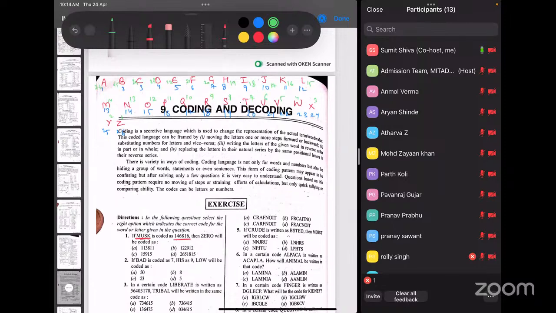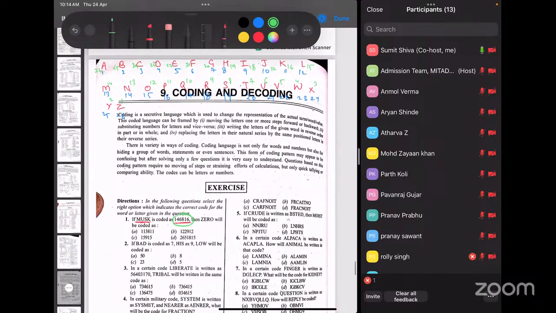Now, if you look at MUSK, M is 14 in reverse. U is 6. S is 8 in reverse. And K is 16 in reverse. Then option B is the answer. Yes, B. It means we have to give the number in reverse direction.